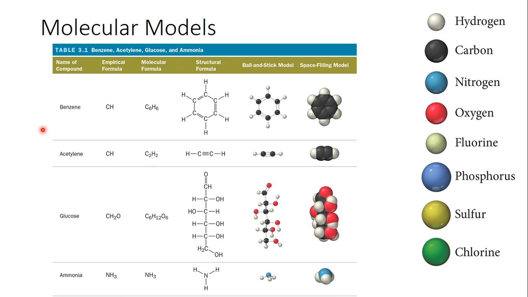But let's just look at how we can use these different chemical formulas for benzene. So benzene has a molecular formula of C6H6. The greatest common factor is 6, so the empirical formula is CH. If we use a structural formula, this is what benzene looks like. And we can use what's called a ball and stick model or a space filling model just as another way to visualize the structural formula.